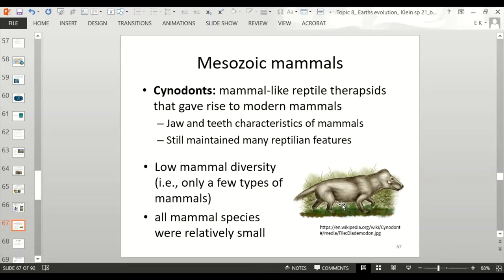Now, during the Mesozoic, there was low mammal diversity, meaning there were only a few types of mammals. It wasn't like today where we have lots of different types of mammals. Okay, there were only a few. And all of the mammal species were relatively small in size. So, like small rodent-type mammals.